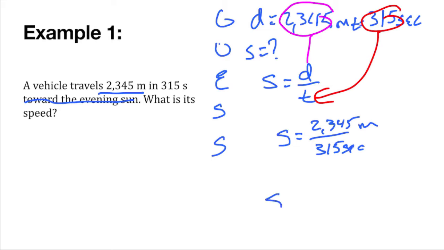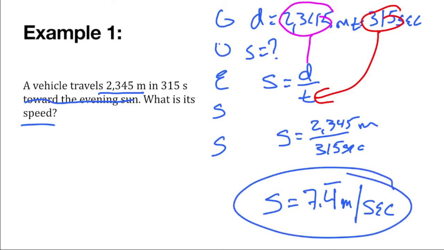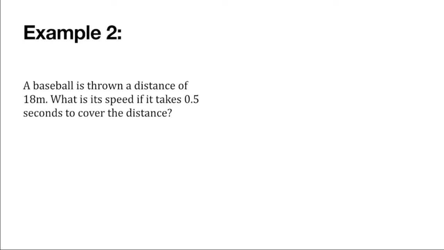Our speed for this ends up being 7.4 repeating meters per second. Now, if you don't want to put SEC, you could just put S. We know what that means. Now, if we were asking for a velocity, we would put which way we are traveling. But all I asked for is the speed, so this right here is my final answer. All right. Let's take a look at another one here.